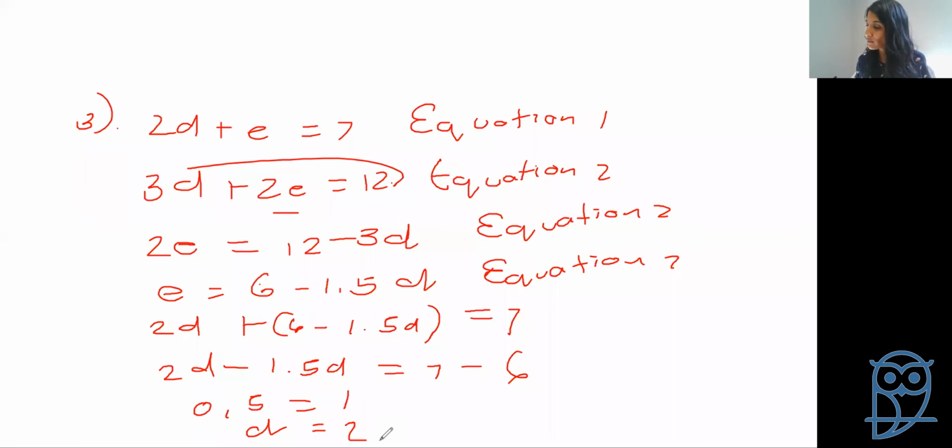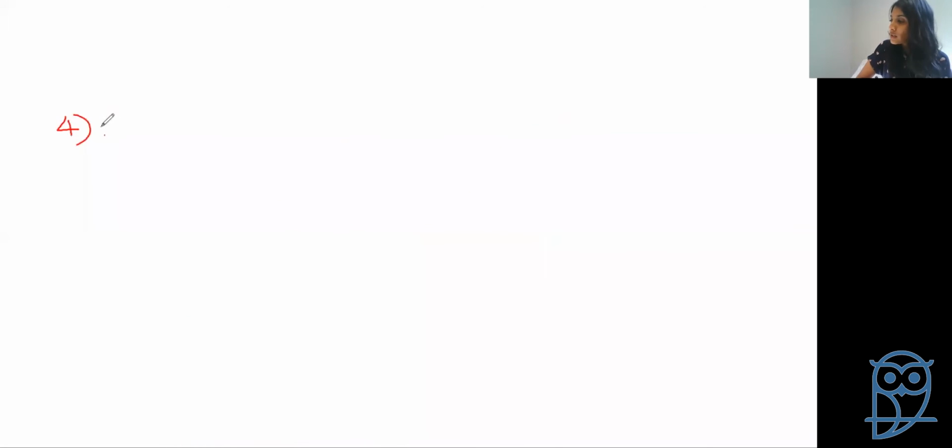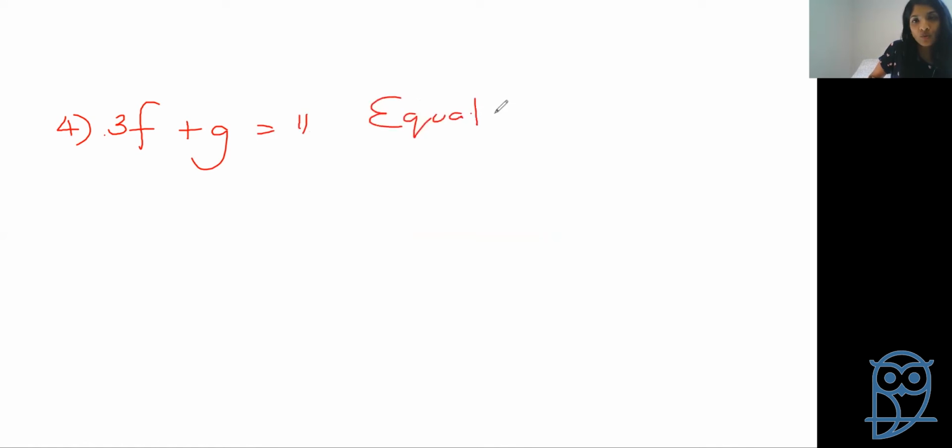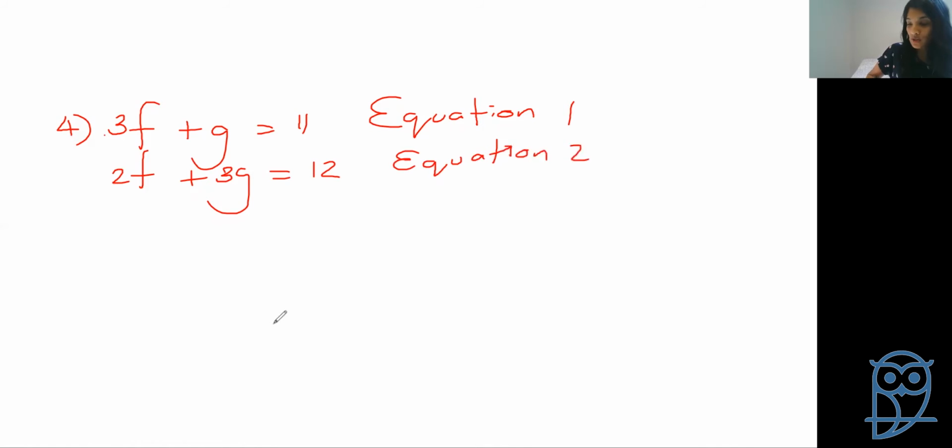Okay, let's do number 4. That one was a little bit tricky. Let's do number 4. Number 4 says 3F plus G is equal to 11. And we're going to call that equation 1. Okay, then it's 2F plus 3G is equal to 12, and we're going to call that equation 2. Then starting once again with equation 2, we're going to say G is equal to 11 minus 3F.